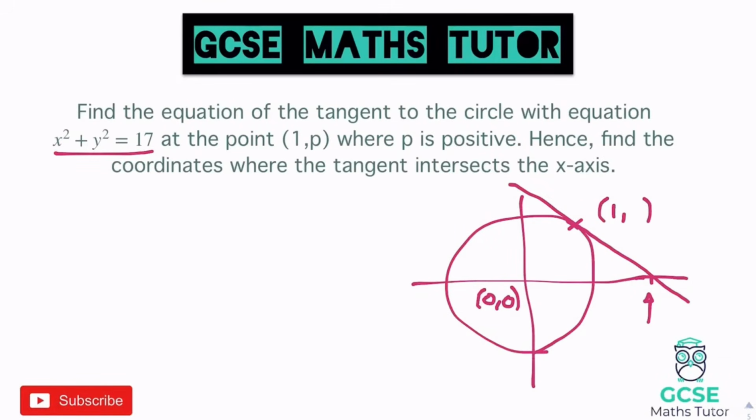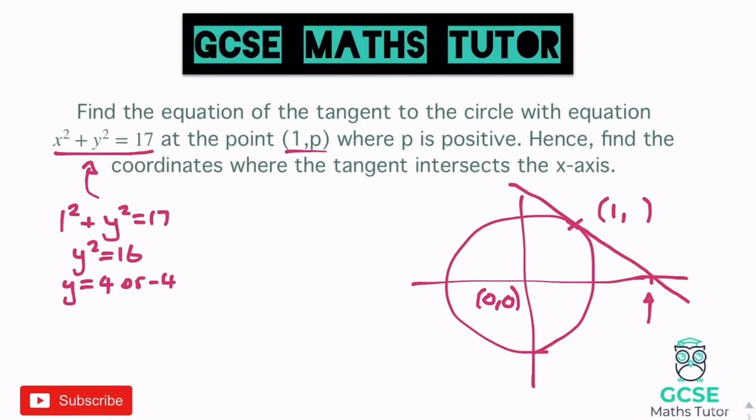As we looked at with equations of circles, if this is definitely on the circumference of the circle, then it has to balance within that equation. So if we sub this coordinate into the equation, let's see what we get. 1 squared is 1 plus y squared, which we don't know. We could call it p squared if we want. And that equals 17. And if we solve that, so take away 1 from both sides, we get y squared equals 16. And then the square root of that to get y is going to equal either 4 or negative 4.